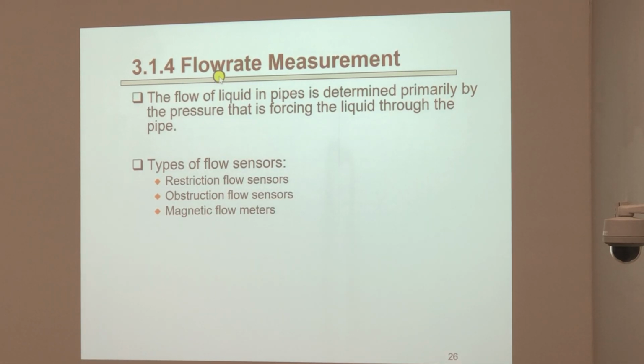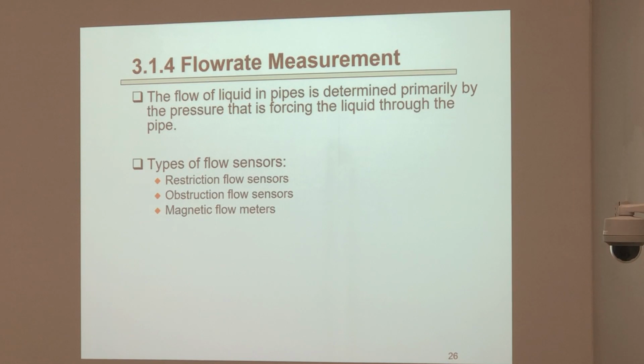So flow measurement. Actually, you all learned flow measurement during your UO1. Anyone still remember UO1? UO1, you have orifice, rotameter, venturi, those are things, right? Similar, alright? So the flow of the liquid in the pipe is determined primarily by the pressure that's forcing the liquid through the pipe. And you have basically restriction flow sensors, obstruction flow sensors, and magnetic flow sensors.